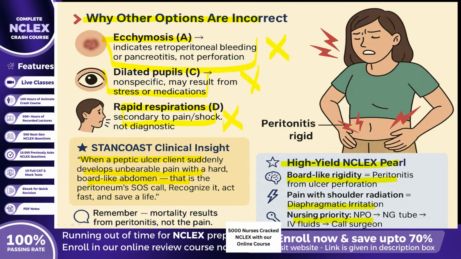Insert nasogastric tube. Begin intravenous fluids. Notify surgeon immediately. Remember, in ulcer perforation, mortality results from peritonitis, not from pain. Act fast and save life.